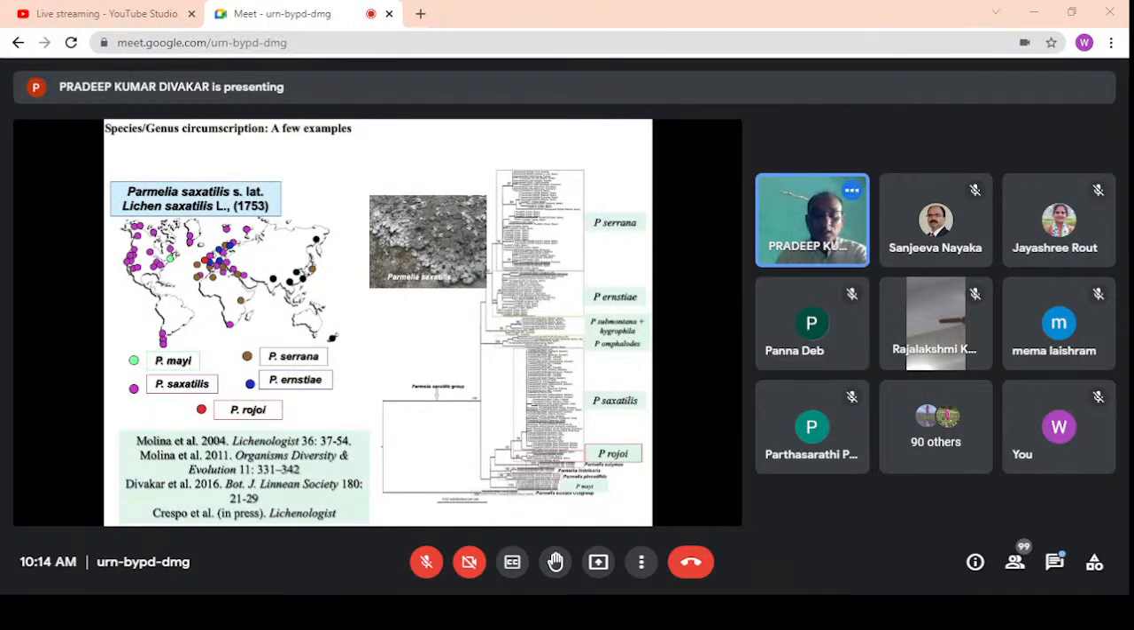And this is one of the widespread species. I mean, Parmelia saxatilis is a bipolar species, distributed in both poles, including Antarctica. It's also found in the tropics, temperate, boreal, everywhere. And when we analyzed it in the phylogenetic framework, we found that Parmelia saxatilis is not a monophyletic entity.